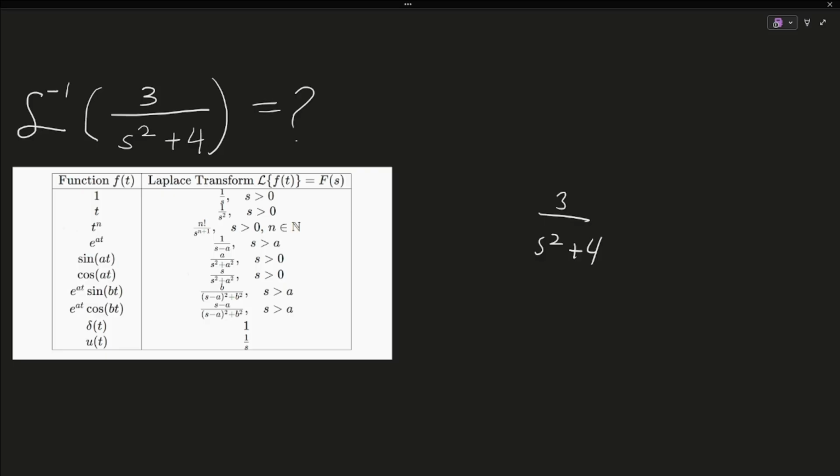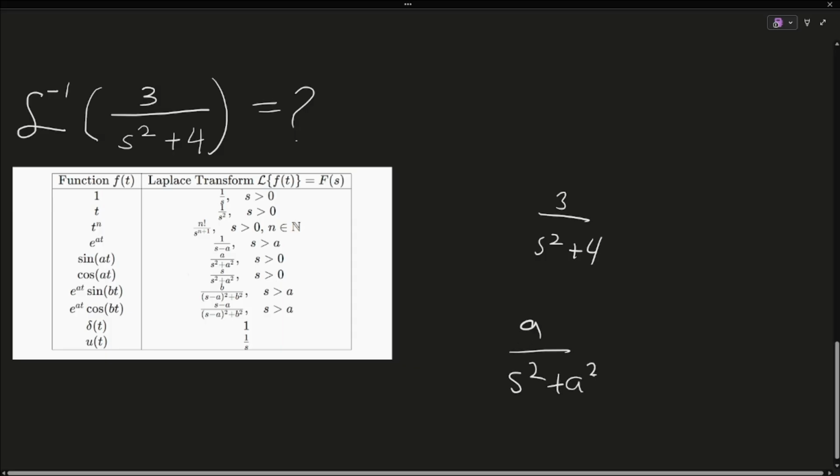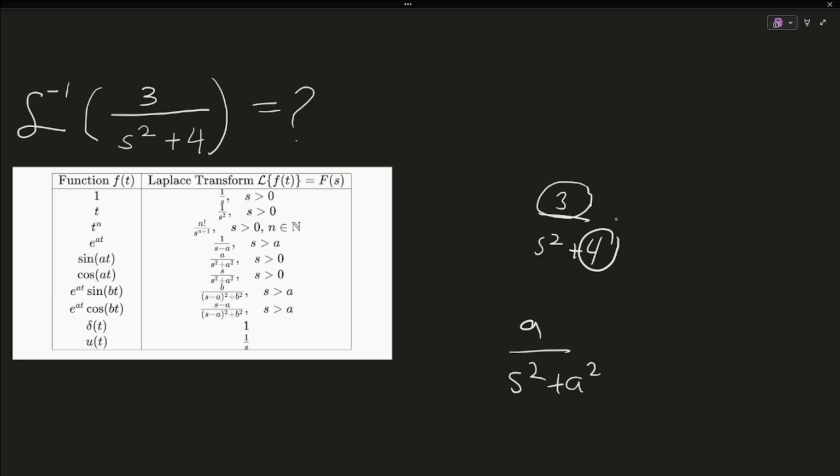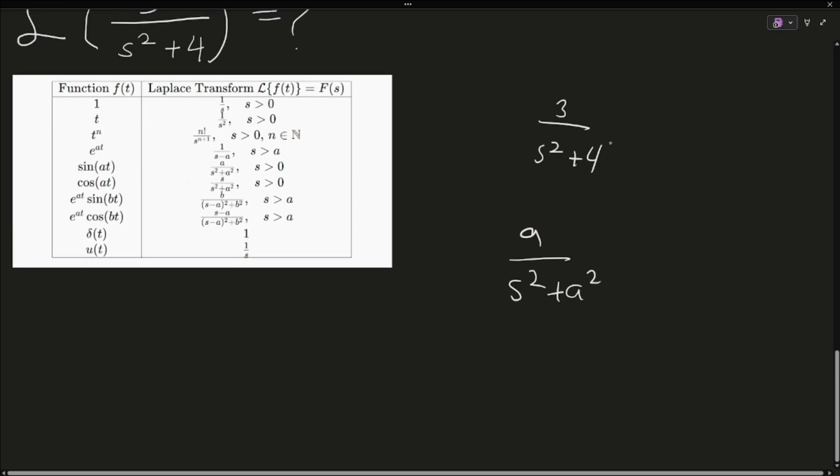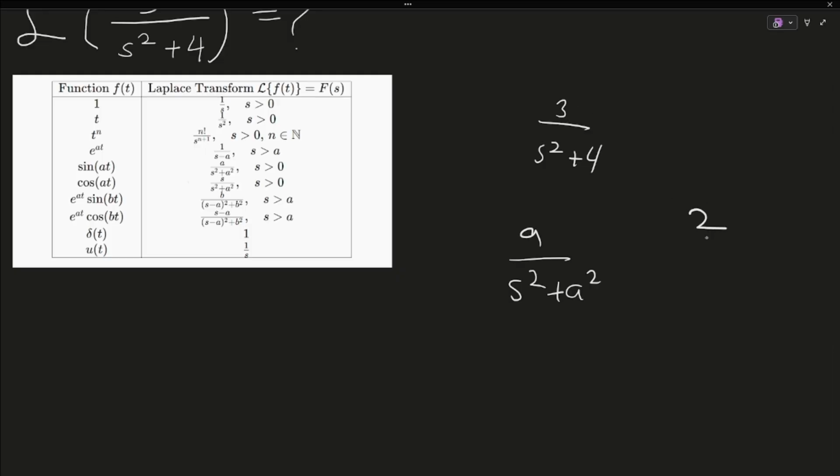If we had a sine at, the numerator and the denominator part must be consistent. If you have a over s squared plus a squared, make sure that you have the square in the bottom part of the denominator. Most of you will say, oh, 2 squared is 4, so I have to have 2 here, which is definitely true. You do need a 2 here, and s squared plus 4. But you might say, what about this 3? What happened to the 3?